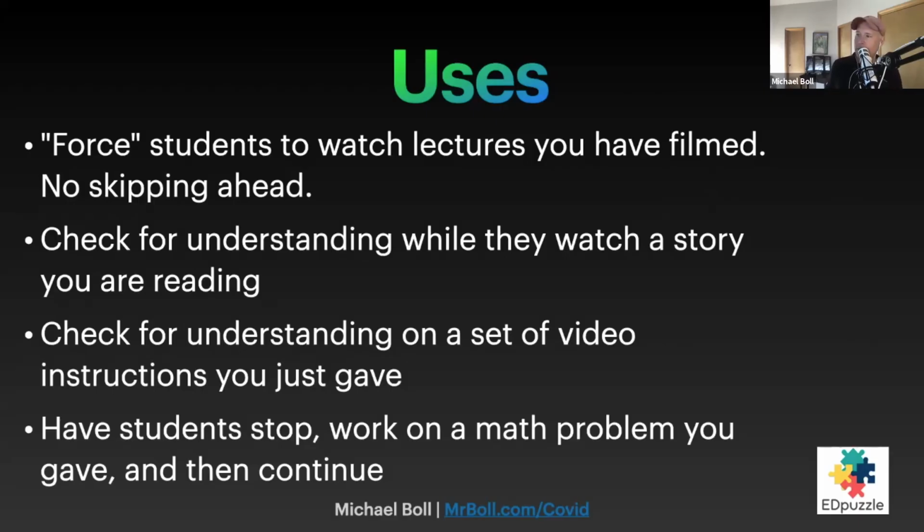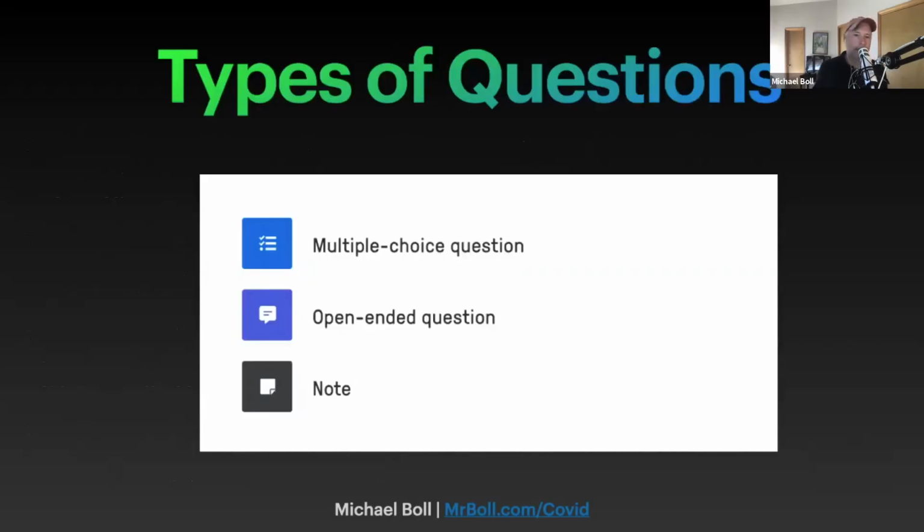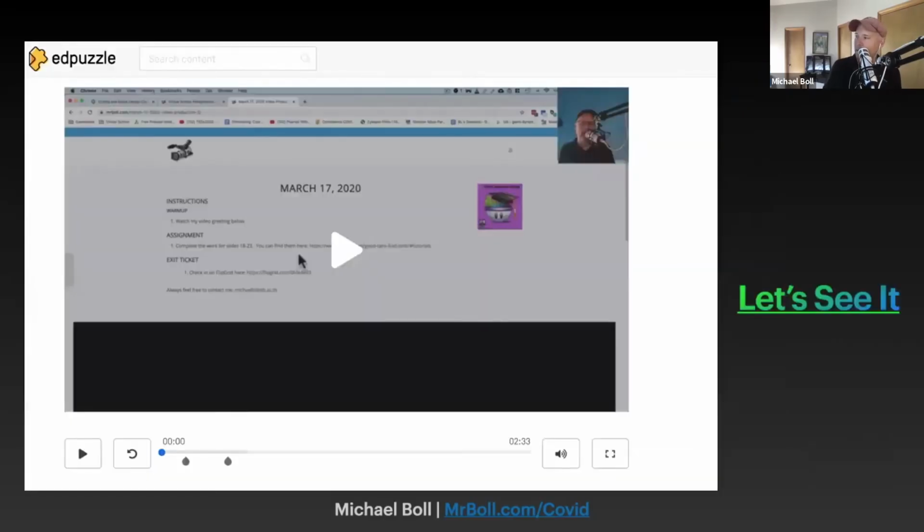You can check for understanding while they watch a story you are reading, so if you read a story, you can stop and ask them a question. Check for understanding on a set of video instructions you just gave. So if you're doing asynchronous stuff and you need to give video instruction, you can have them respond that yes, they understood it, or ask a specific question like what page am I supposed to read. And for example, in math, you can have students stop, work on a math problem you gave, and then continue. These are the types of questions, not a lot: multiple choice, open-ended, or you can leave a note regarding something in the video, like, hey, did you see the cat in that video? Something like that. All right, let's see it in action here.